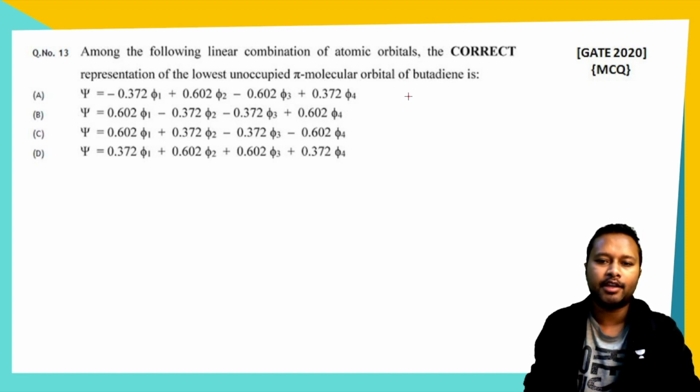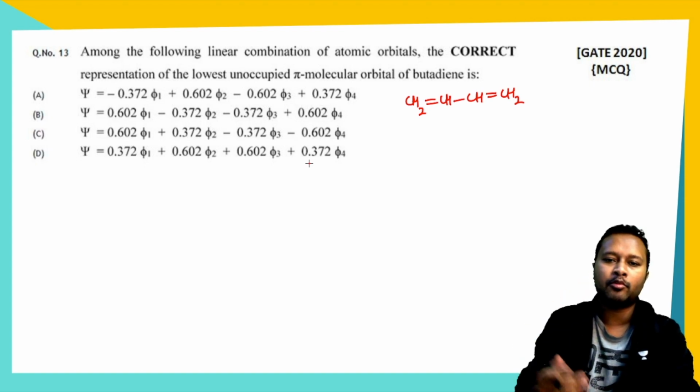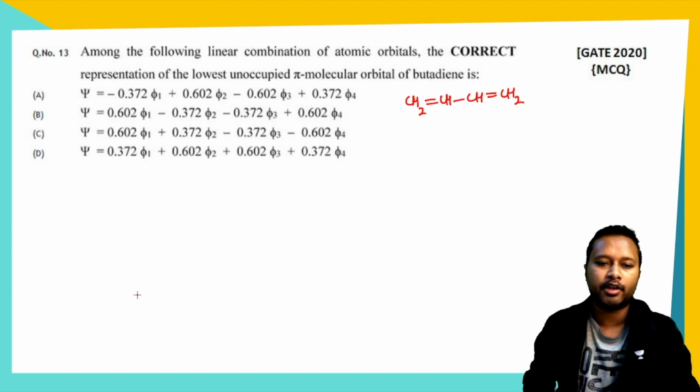So butadiene means you have CH2 double bond CH, single bond CH, double bond CH2. This is the molecule. You will have 4 molecular orbitals, and out of those 4 molecular orbitals, you have to understand the LUMO, that is the lowest unoccupied pi molecular orbital, and the HOMO. So I'm just going to make those 4 orbitals.